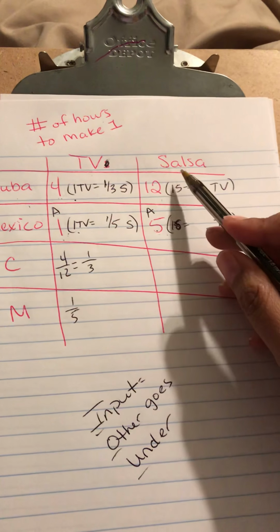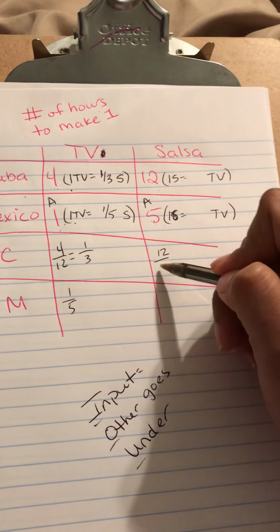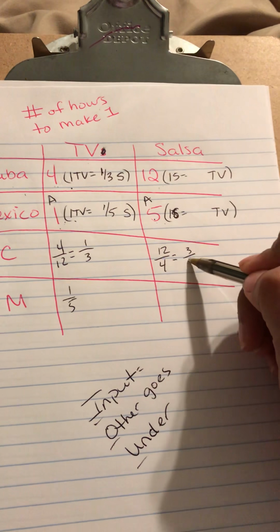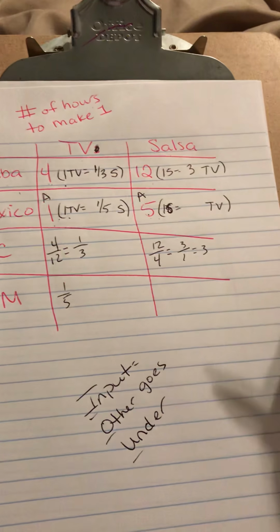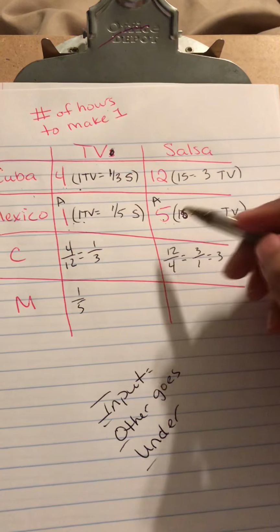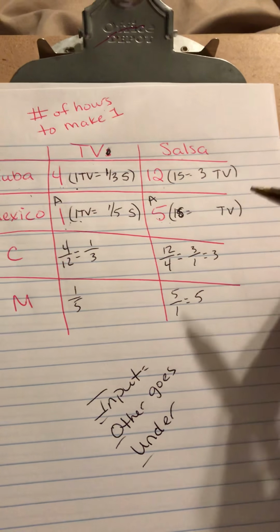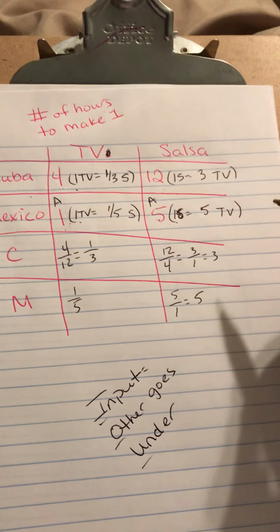For Cuba to make salsa, other goes under, so 12 over 4, and we reduce by 4, so that's 3 over 1, which is equal to 3. So for every one salsa, they give up making 3 TVs. Other goes under. So for every one salsa that Mexico makes, they give up making 5 TVs.